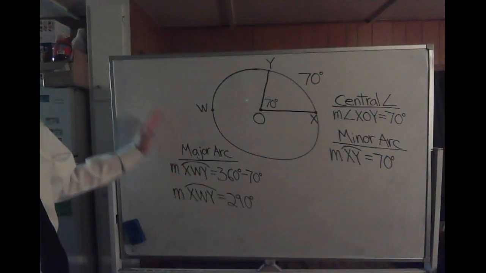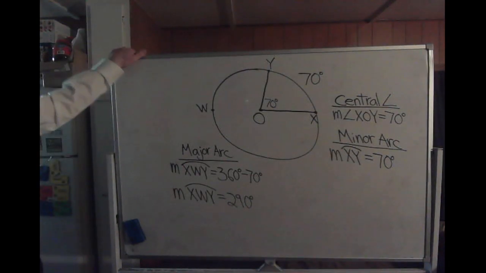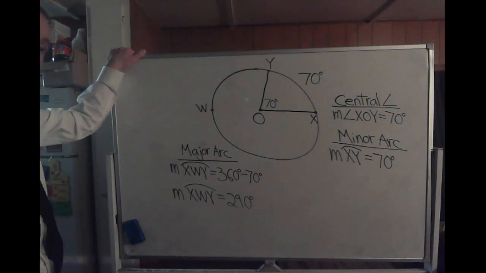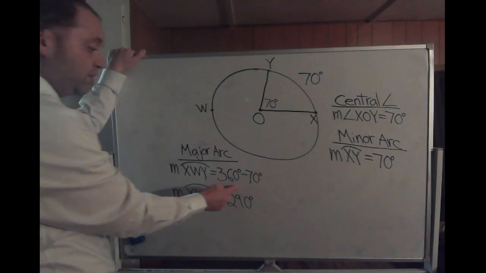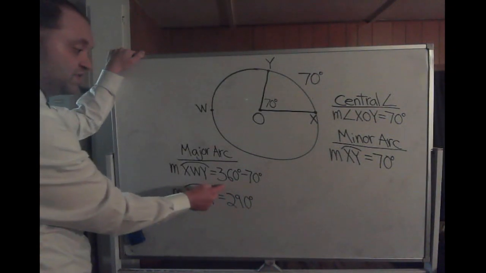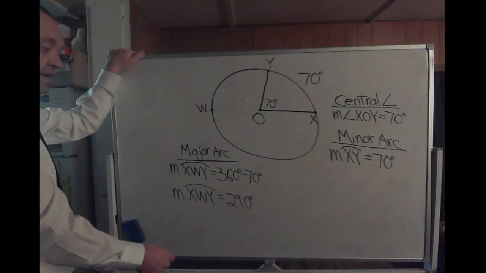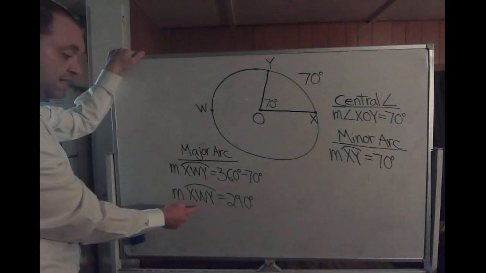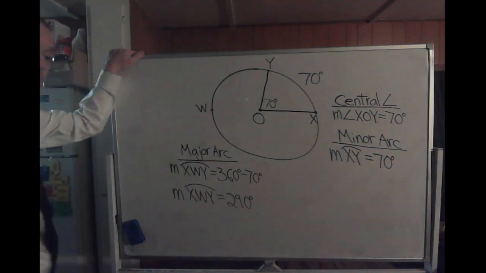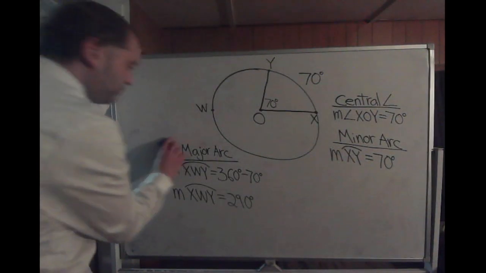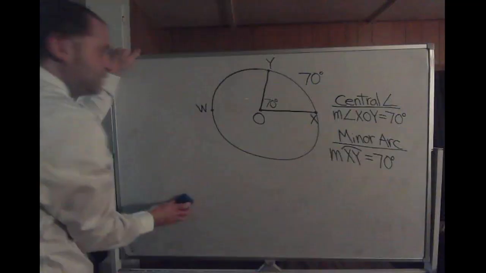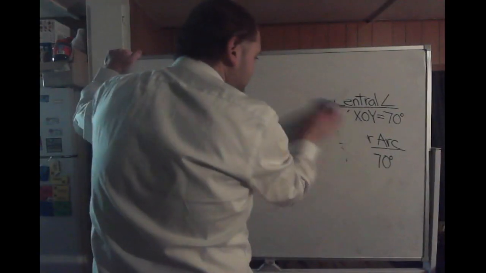To find the measure of the major arc, you're going to use the fact that a circle has 360 degrees. You're going to subtract the measure of the minor arc from that. So in this case, 360 minus 70 degrees. So the measure of major arc XWY equals 290 degrees. So that's really quite simple, honestly. The major and minor arc concepts, that's really not that bad.